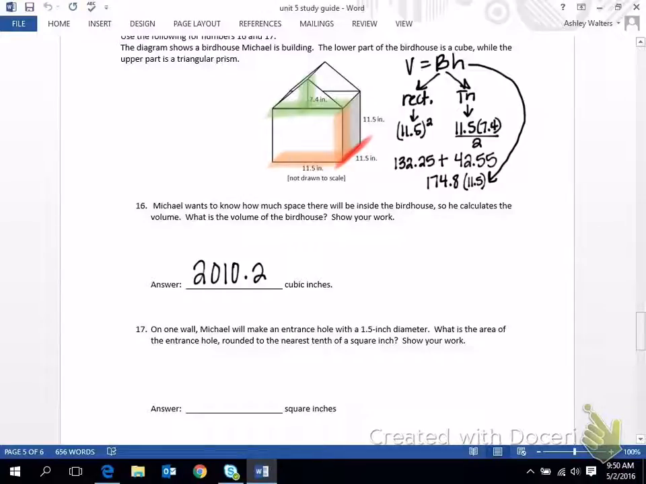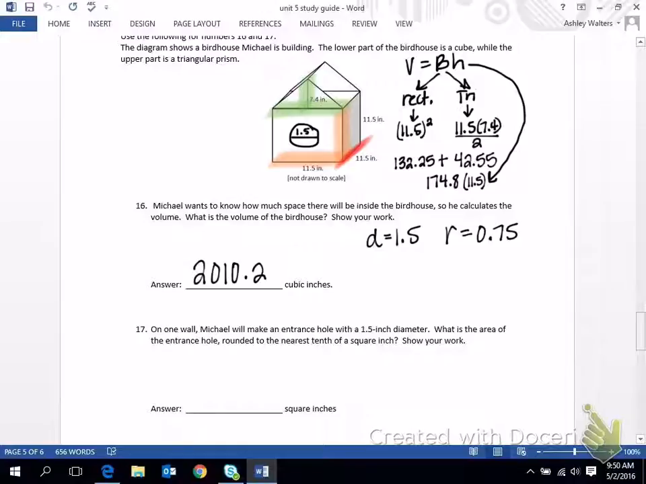For number 17, it says on one wall, Michael will make an entrance hole with a 1.5 inch diameter. What is the area of the entrance hole rounded to the nearest tenth of a square inch? And show your work. So we're saying that we're going to make a space for the birds to enter. And it's going to have a diameter of 1.5. If it has a diameter of 1.5, then it's going to have a radius of half of that. And 1.5 divided by 2 is 0.75.